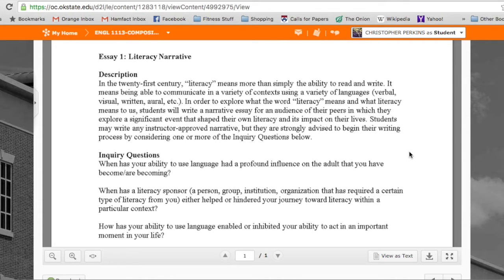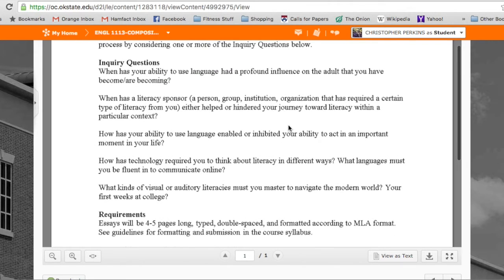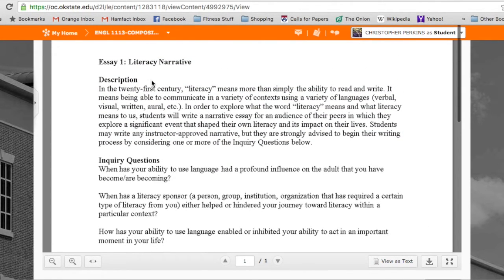You may write any instructor-approved narrative, but you are strongly advised to begin your writing process by considering one or more of the inquiry questions below. You'll have plenty of time to look at those in a little bit if you haven't looked at them yet. But let's talk a little bit about what all of these things mean. So what you're going to be doing for Essay 1 is exploring a type of literacy that you have. So in order to think about that, let's think first about what the word literacy means, and second about what the word narrative means. These are obviously the two most important things that you'll need to know in order to write a literacy narrative. So first, literacy.